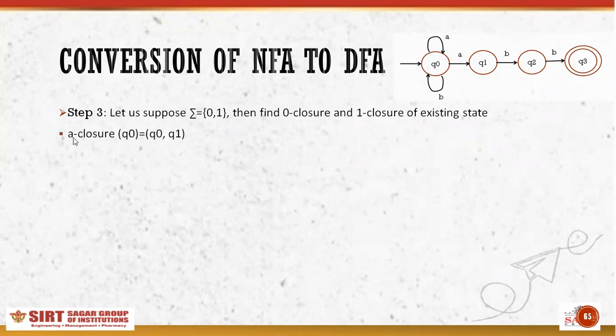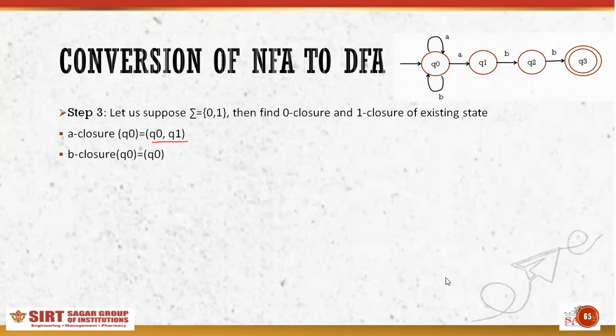So I will find the a closure of Q0. What can I get after giving a to Q0? I can reach Q0 and Q1 both. So I will write Q0 and Q1 both here. On giving a to Q0, I can reach Q0 and Q1. Similarly, for the b closure, on giving b to Q0, what will happen? I will reach Q0 only.